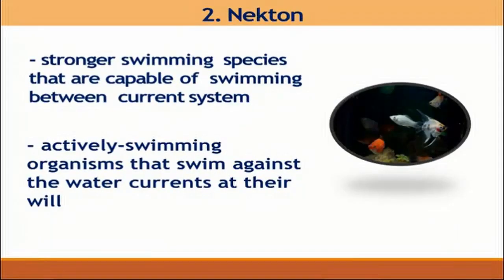The second group is nekton. Nekton are the strong swimmer species that are capable of swimming against the current. They are stronger than plankton. That is why they are also called active swimmers, and they can swim against the water current at their will. Small fishes and some of the insects can swim against the water. So these are called nekton.